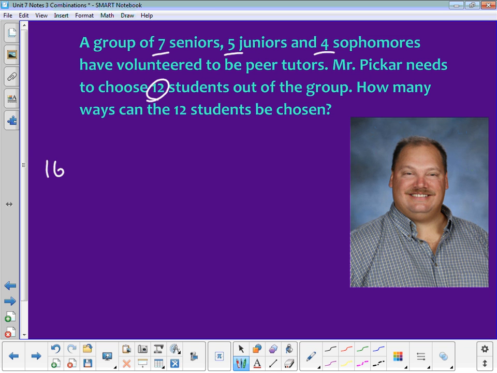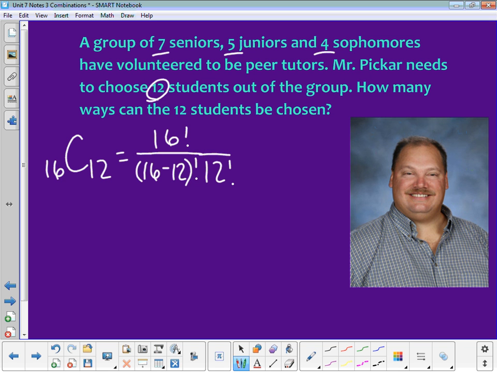So I have 16 choosing 12. Okay, that's the same thing as 16 factorial over 16 minus 12 factorial times that extra 12 factorial in the bottom, which is 16 factorial over 4 factorial times 12 factorial. Let's write all that out and see what it looks like. 16, 15, 14, and so on.